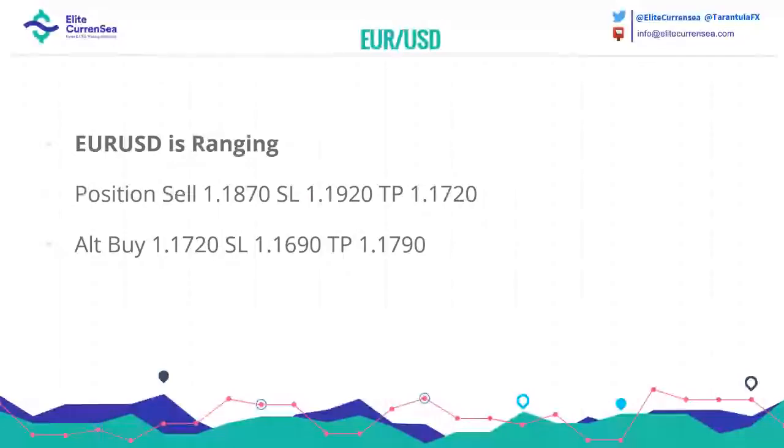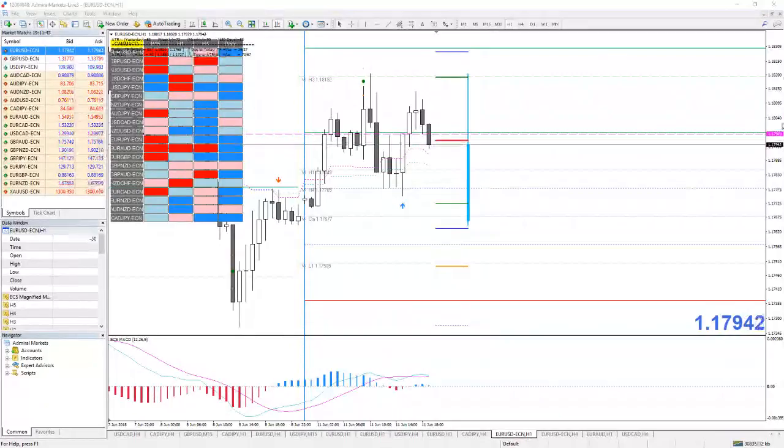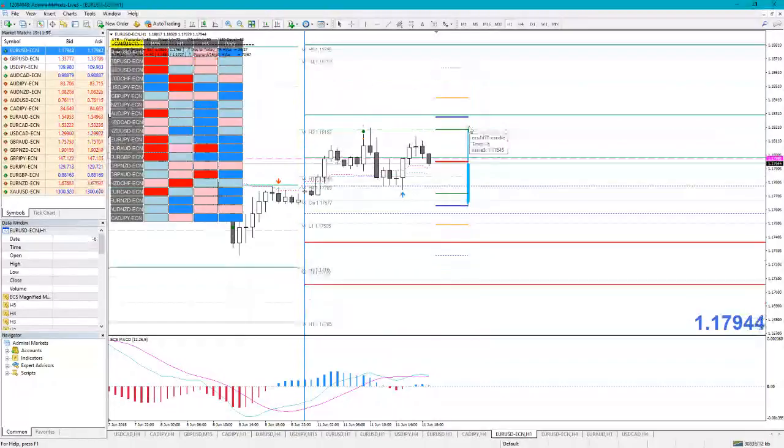Just give me a few seconds. Okay, so here you can see we have possible trading levels here, and the price could come to our selling spot. But definitely, there is potential on Euro dollar, no matter the ranging price. Markets are ranging a little bit now, but as I say, we still have the chance to actually make some pips, no matter this range.